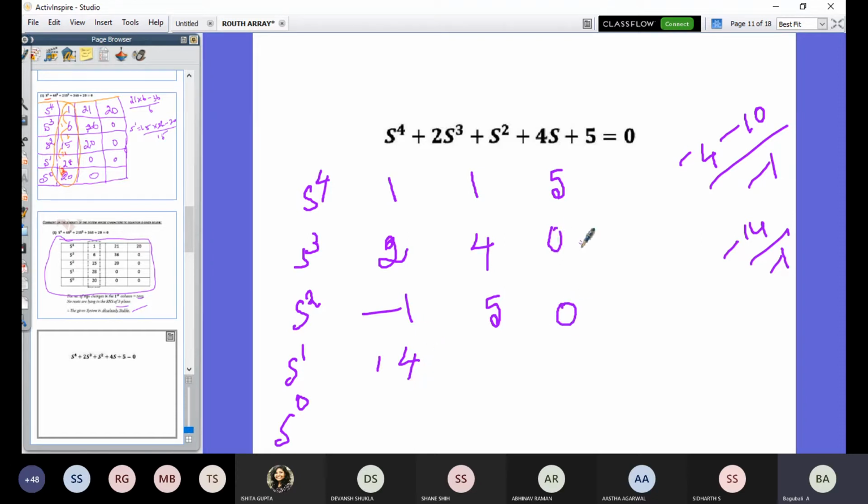So next, 1 into 0 is 0, 2 into 0 is 0. What is S power 0? 14 into 5 minus 0 divided by 14 is 5. Correct? Yes, sir. Can you justify and tell me the system stability?